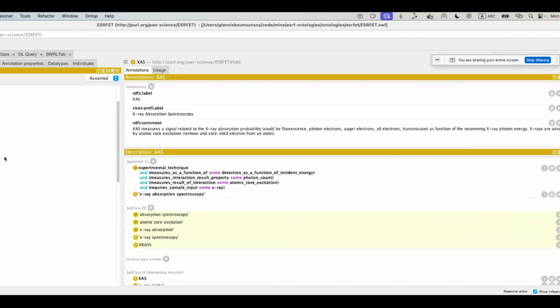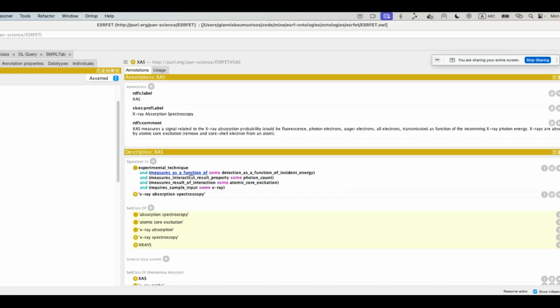So you can see here that this is XAS, and this is the definition we gave. You see that for us, it's an experimental technique that, and what else? It's the specific characteristic measures as a function of detection, as a function of incident energy, and these here are the building blocks we used on the right side, and these are the connections, the object properties. It's actually the way you connect your classes between them, measures as a function of, and some object properties like that. You connect them, and if you see it, it flows like a sentence.